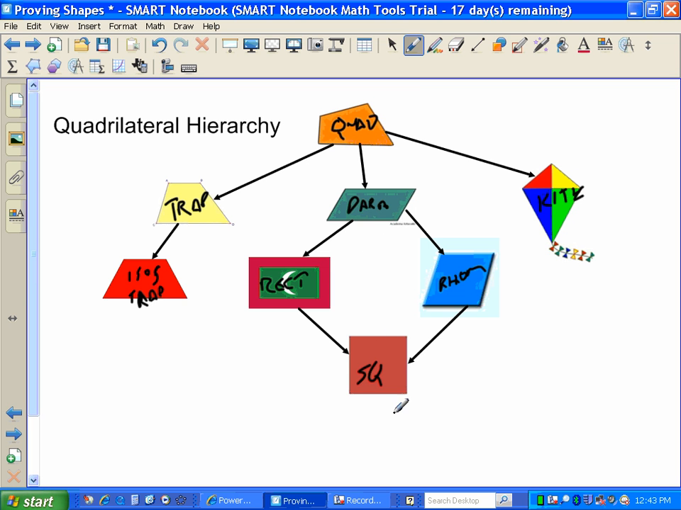So the idea is that the square shares all the properties of everything up above it. It's a four-sided figure, opposite sides are parallel, it's got right angles, and all the sides are the same. Okay, so what we need to do is look at proving shapes are one of these based on the properties that we have.